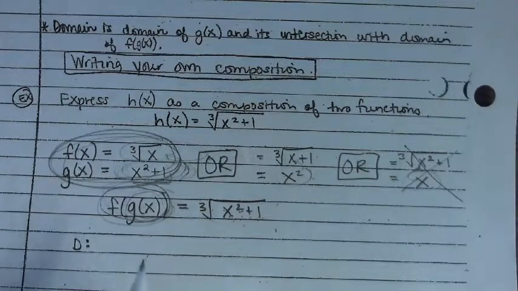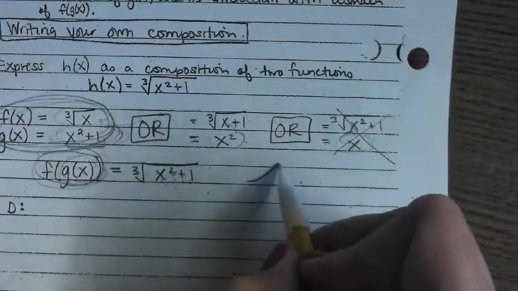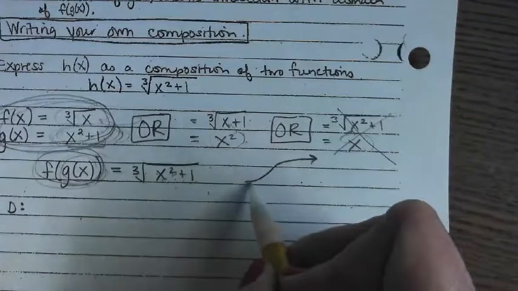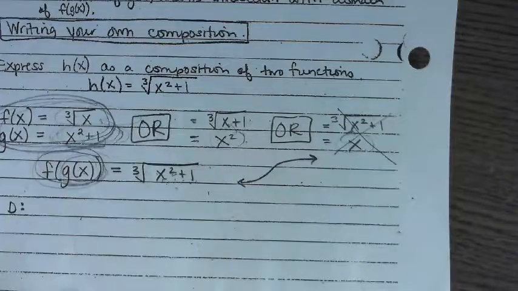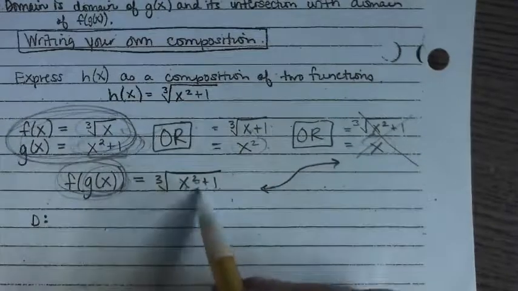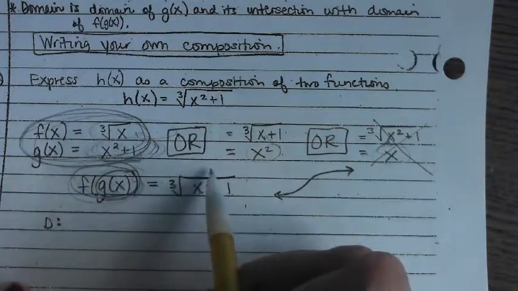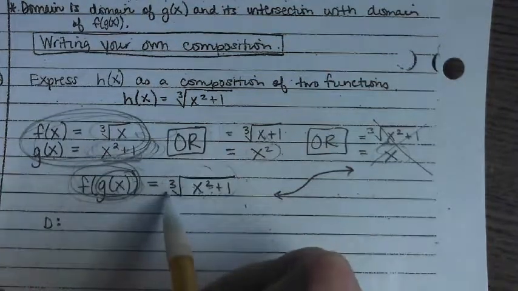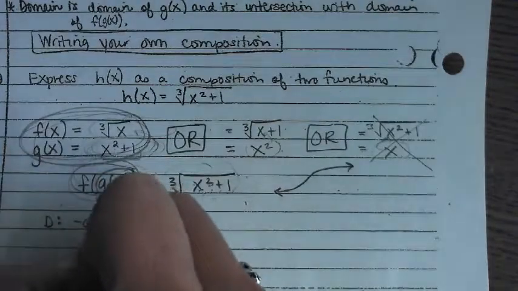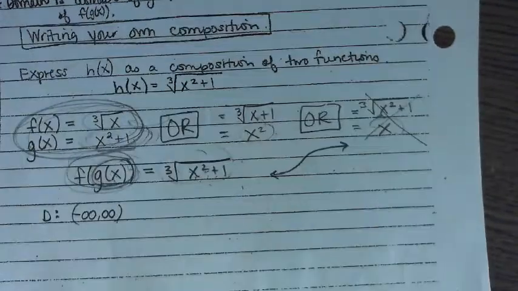That doesn't actually matter. Cubed root functions were the ones that kind of looked like this as the parent graph, right? There's no limited domain on that either. So the domain of g of x is unlimited. The domain of f of g of x is unlimited. So the intersection of that is negative infinity to infinity.